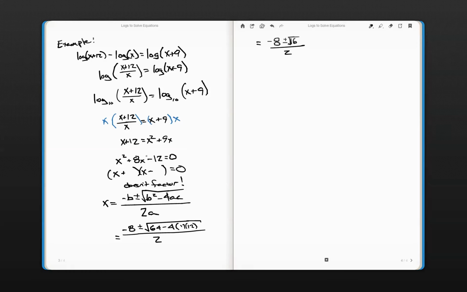Okay, I found my mistake. So, negative 12, right? I missed a negative sign. 4ac, so this is actually down here. This should have been negative. Signs matter. 4 times 1 times negative 12, that changes this over here. So this is 64 plus 48, which by my math gives me 112. So this becomes the square root of 112.